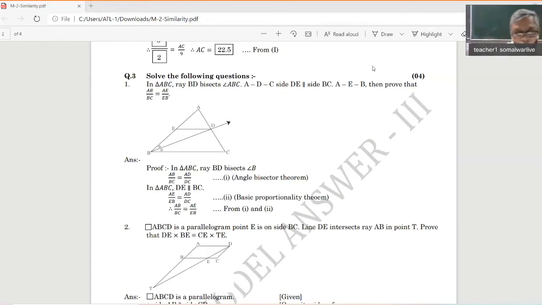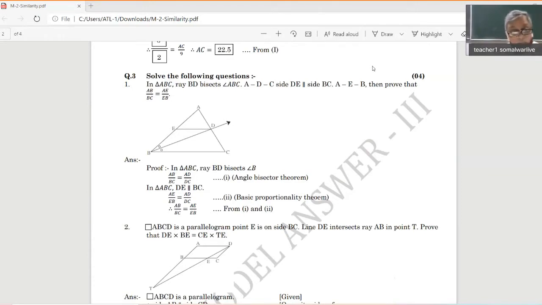This is the angle bisector. Come on, we'll go through the problem once again. Triangle ABC, ray BD bisects angle ABC, A, D, C are collinear, and DE is parallel to BC. As soon as DE is parallel to BC, we have to think about the BPT. Coming once again to the question, A, E, B are collinear points. Then prove that AB upon BC.